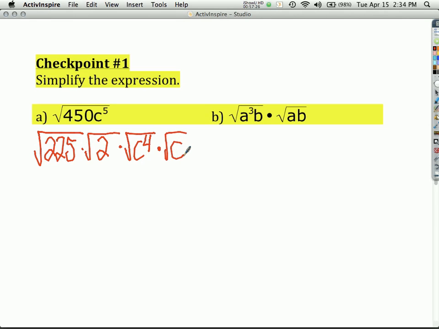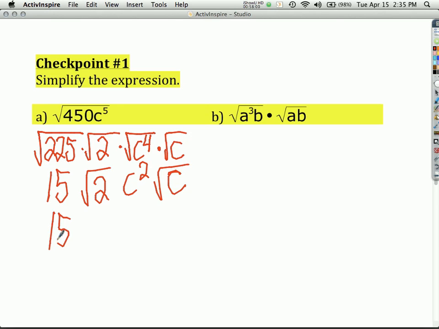It's very simple to turn this into the multiplication of 2 factors. The biggest one will always be 1 less. Do you see that? All we do is take the 5, reduce it to a 4, and then we have 1 left over. So now we have perfect squares. The square root of that is 15. The square root of that is c squared. This stays, and this stays. Whatever's outside the radical goes to the front. Whatever's inside the radical comes out to the back. 15c squared, radical 2c.